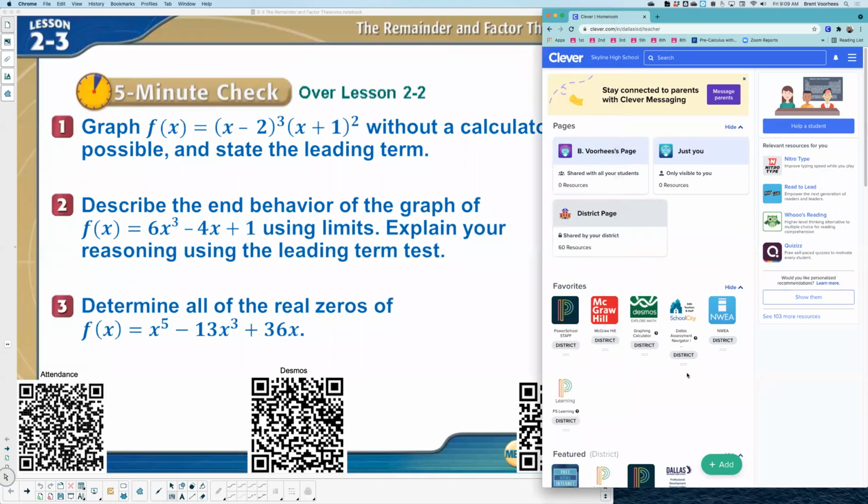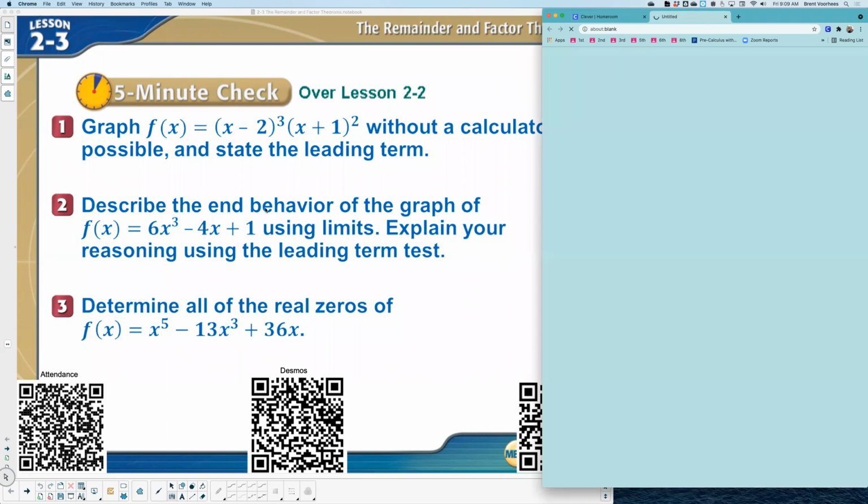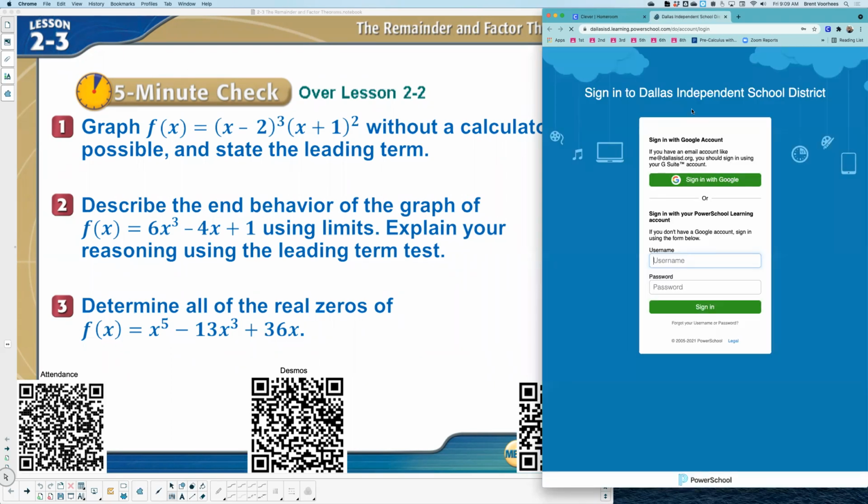Lesson 2.3. What I'm going to do first here is open it up on Power School Learning. So did I say 4.3? Yeah, lesson 2.3, I'm sorry. So what does that 2 mean? Second chapter. So when you open up Power School Learning here, and I'm trusting that the technology is working right now.